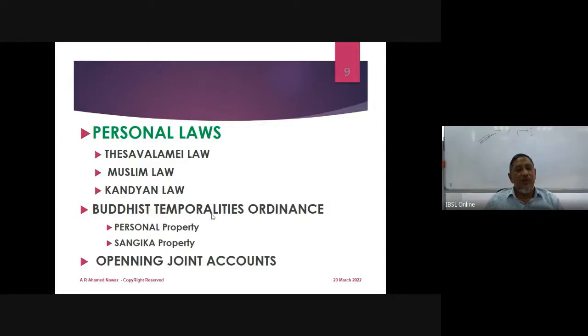So to overcome the situation, to protect ourselves, what we have to do is get an affidavit signed by a JP in which she declares that she is not coming under Tesawalame law, and an affidavit has to be obtained. Then we can protect ourselves from this law.